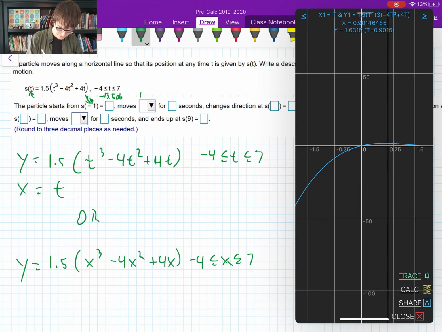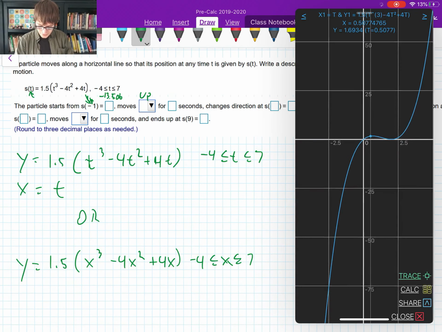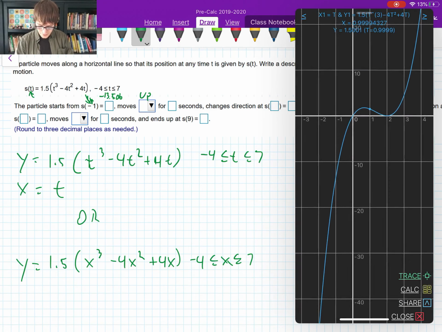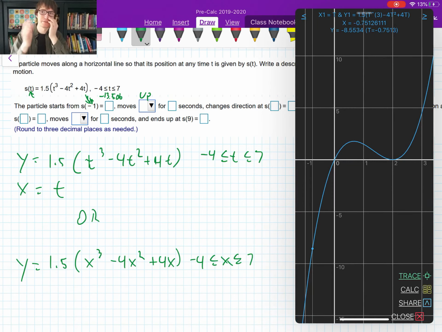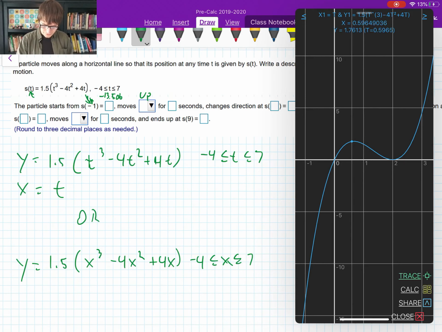So it moves up for how many seconds? Well, when we graph this, we can see it doesn't move up forever. It actually stops at a certain point, somewhere between 0 and 1, where it changes direction. Now, if you have a standard TI-84, you can press second and then trace, which is calc, and you can calculate a maximum. It'll let you choose left bounds and right bounds and a guess, and then it'll give you the maximum. But unfortunately, I'm not using a calculator like that.